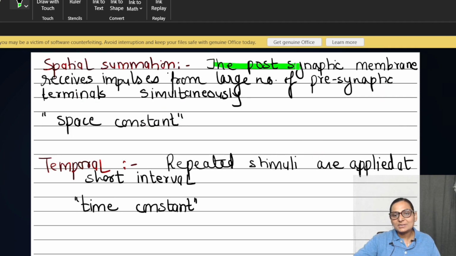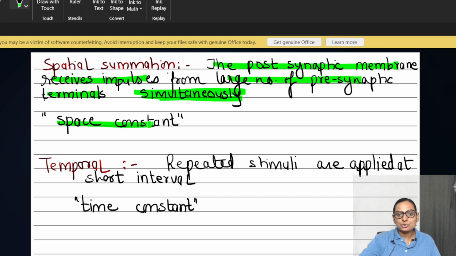So the postsynaptic membrane receives impulses from a large number of presynaptic terminals simultaneously, is the key word, and therefore it is also called the space constant, right? It is also called the space constant. So a larger number of presynaptic terminals simultaneously stimulating.